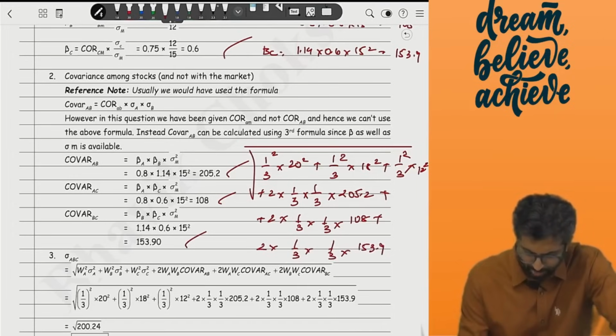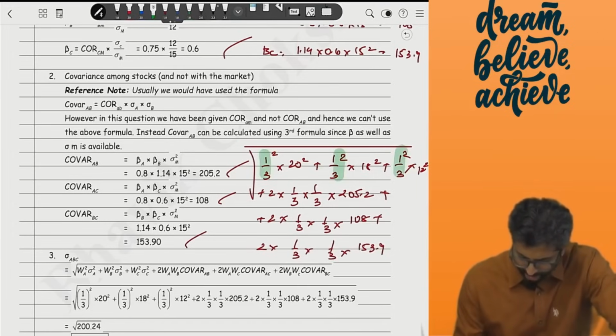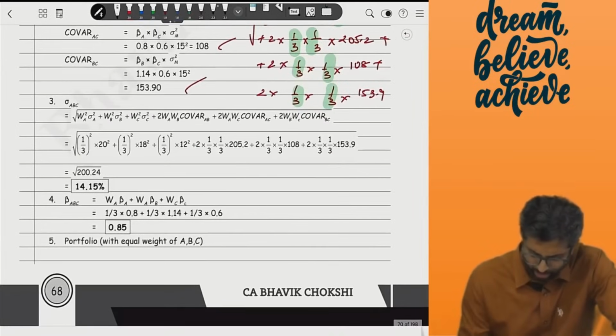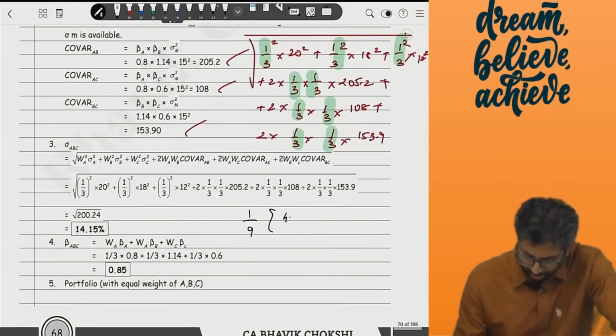So if I do the working, 1 by 3 squared remains the same everywhere, and hence I can take that common. So basically I do 1 by 9 outside, 20 squared will probably be 400, 18 squared 324, 12 squared 144, plus 2 into 205, that is probably 110.4.